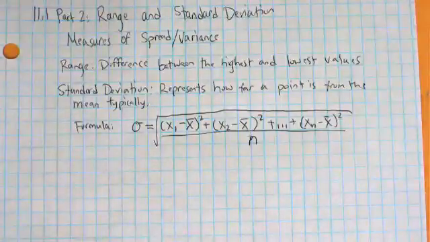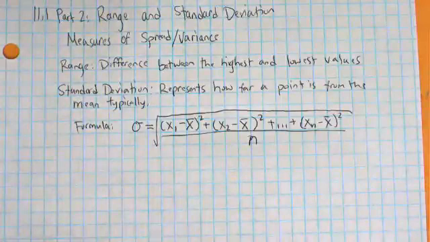All right, so we're going to take a look at the second part of chapter 11.1. This time we're looking at range and standard deviation. Range and standard deviation are both measures of spread or of variance in a data set. These are just two ways that we can describe how the data is shaped, especially when you combine them with one of the measures of center we learned earlier. It helps to give a better idea of what our data set is looking like.